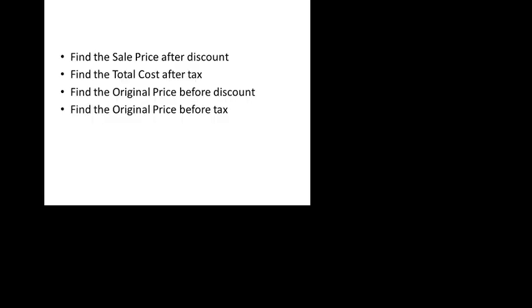We have four different types of questions. Even though they are always worded questions, and some might be very long, of course some are very short, usually it all boils down to these four types. We have the sales price after discount, the total cost after tax, the original price before discount, or the original price before tax. Of course, they can also ask you to find the discount itself or the tax itself, how much the discount and how much the tax. That one you should know already through the percentages we taught last week.